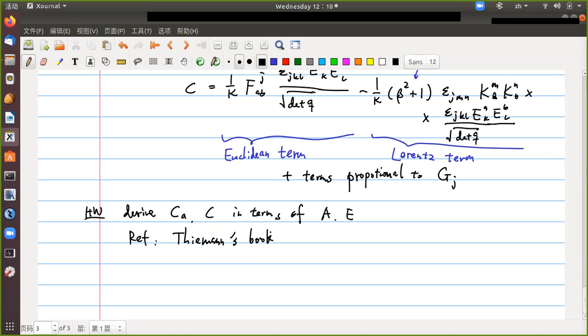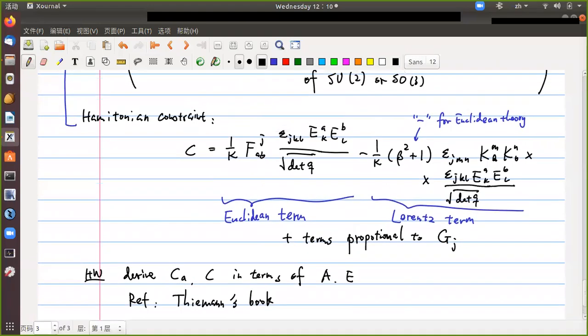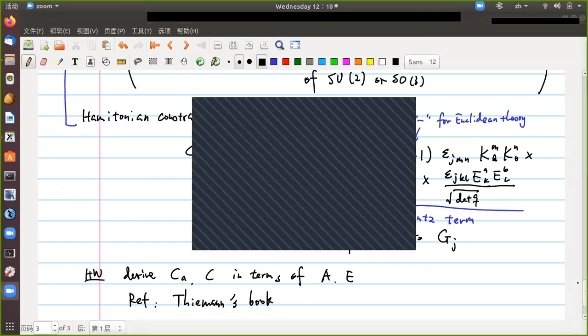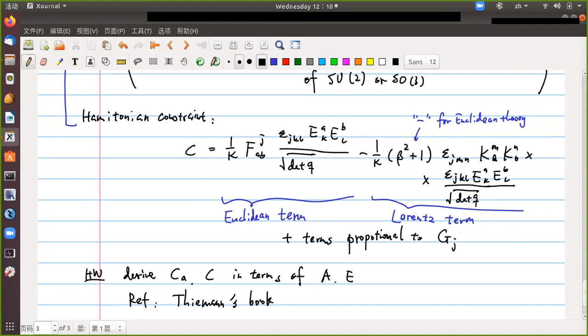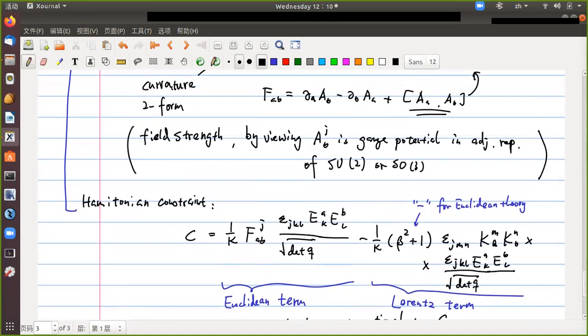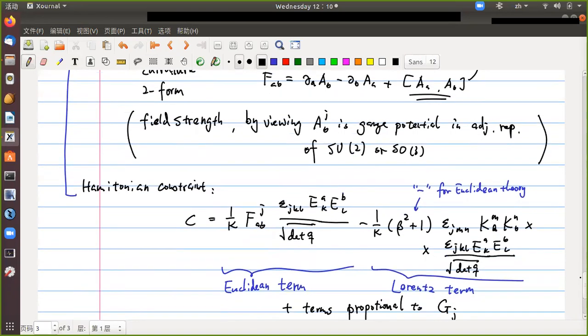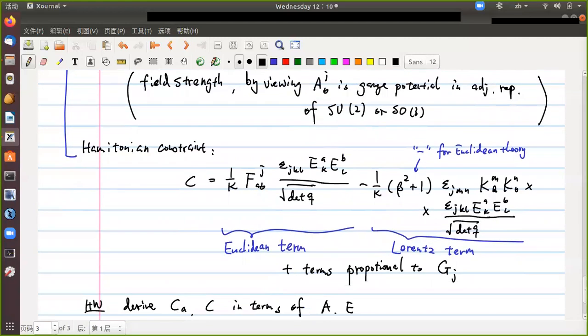Okay. I have a question here. To find the constraint surface, we need to set the Euclidean and the Lorentzian terms equal to 0. This bracket, right? The constraint surface.